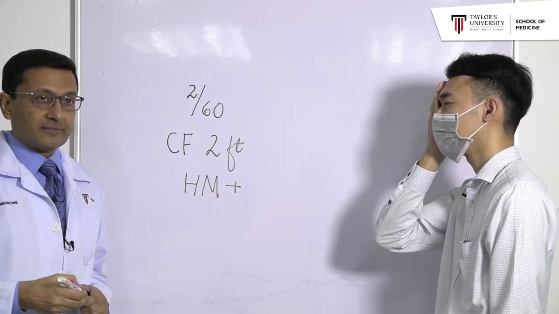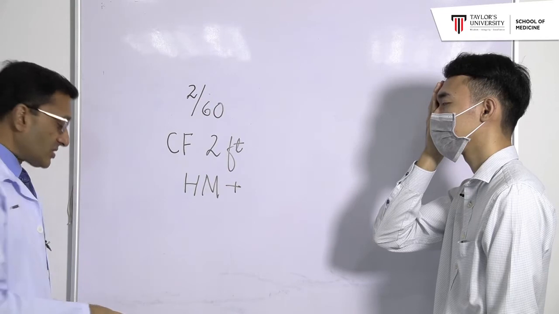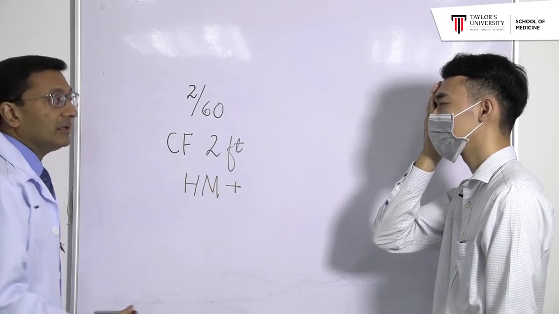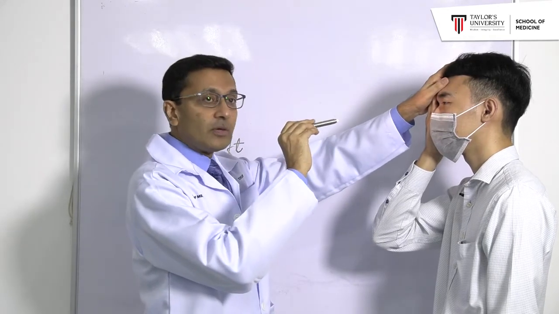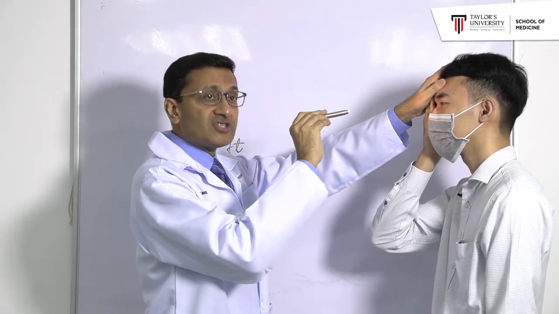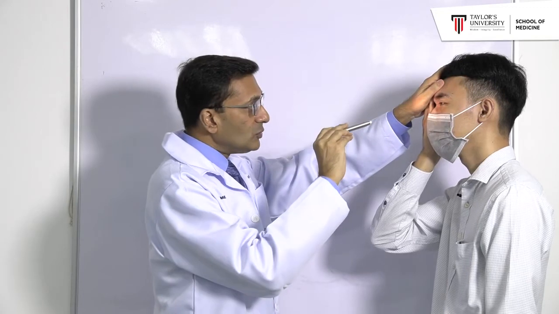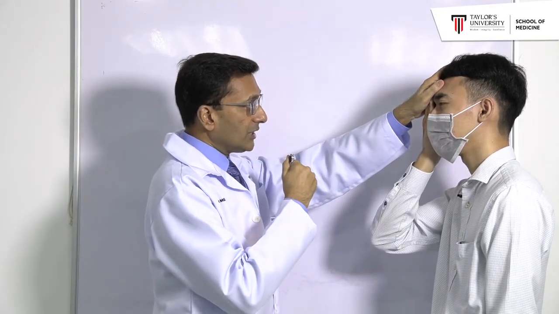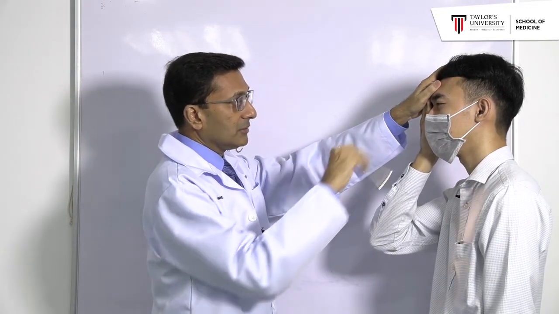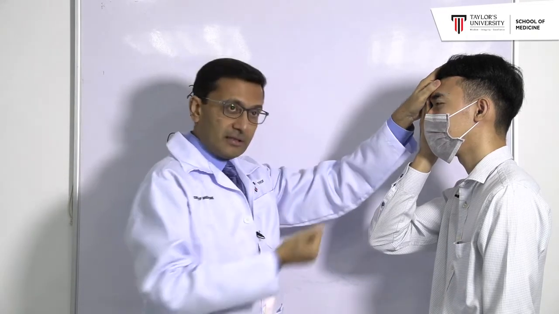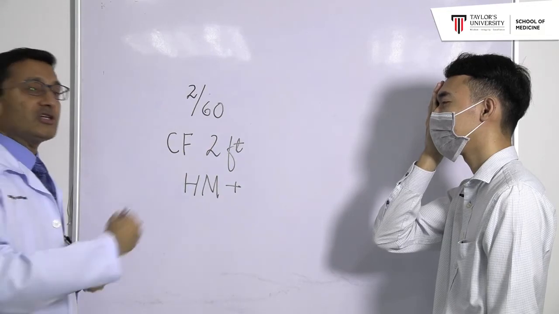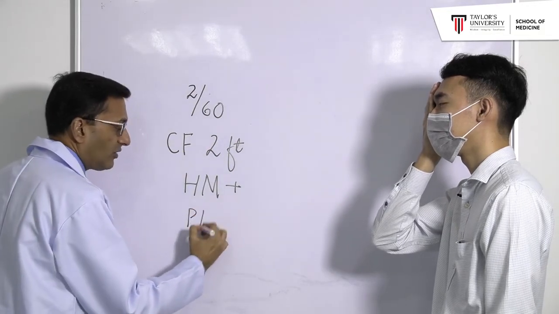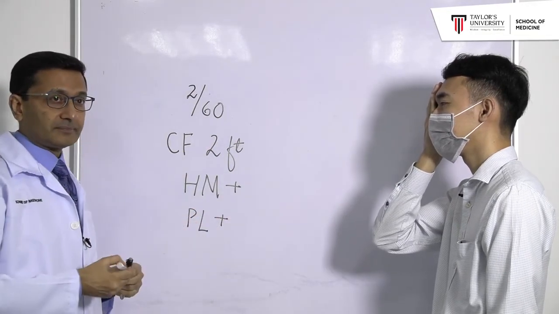If the patient still cannot see anything, then I shine a bright light into the patient's eye and see whether the patient is able to perceive light or not. Can you? Yes. Now? No. Now? No. Now? Yes. Since the patient is able to perceive light, the visual acuity is recorded as perception of light is present.